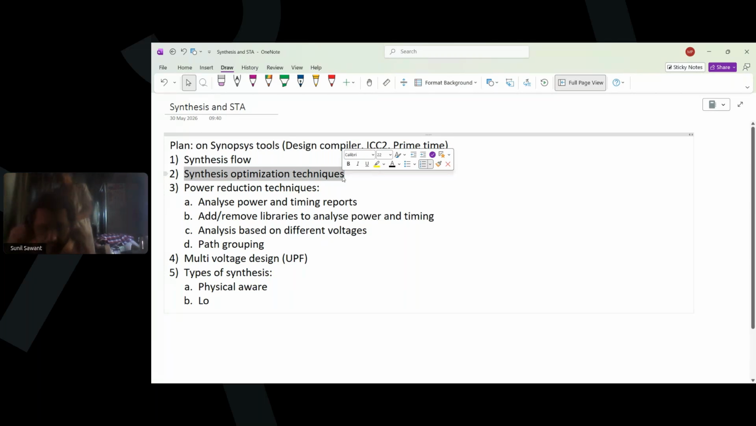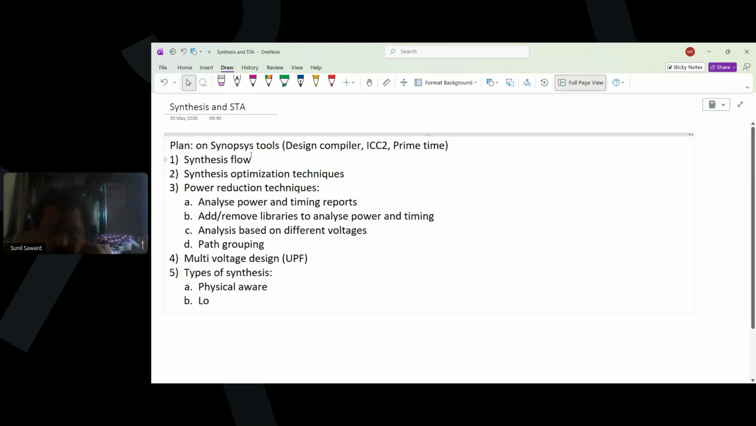There are multiple, like boundary optimization and retiming. There are different concepts which are really important to know, so we are going to see all those things in synthesis optimization techniques. After that, we are going to discuss power reduction techniques. As I told you, PPA is what we are working towards from the start of physical design. So in power reduction techniques, we are going to analyze the power and timing report.